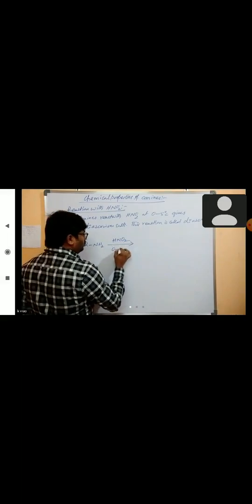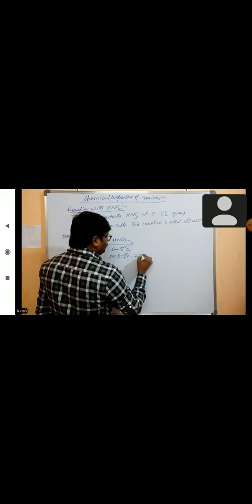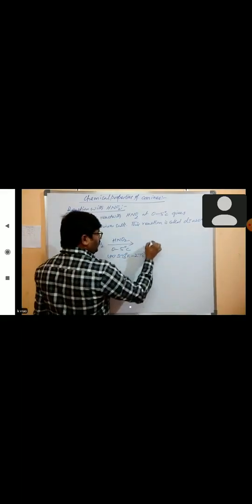Okay, now see the general example. RNH2 in the presence of HNO2 at 0 to 5 degrees centigrade, or 273 to 278 degrees Kelvin, gives RN2+. This is called a diazonium salt.